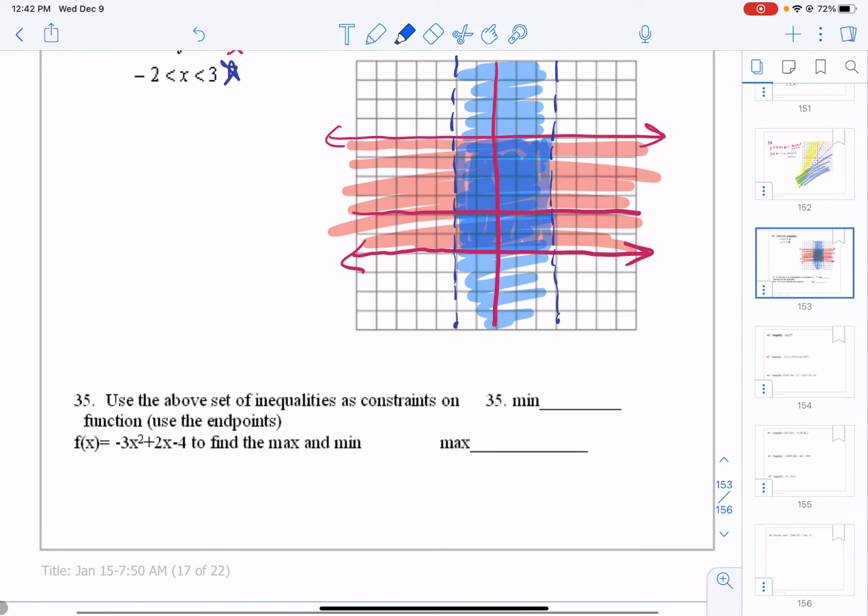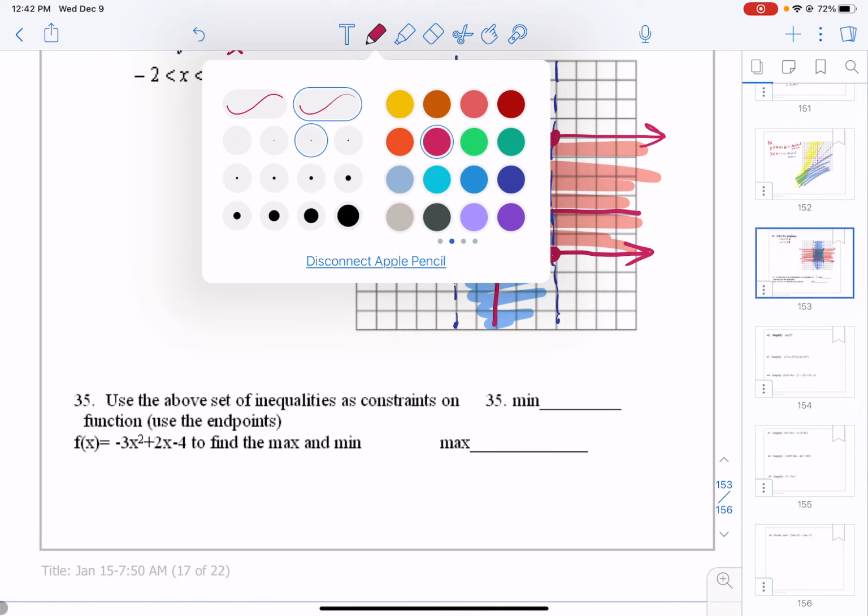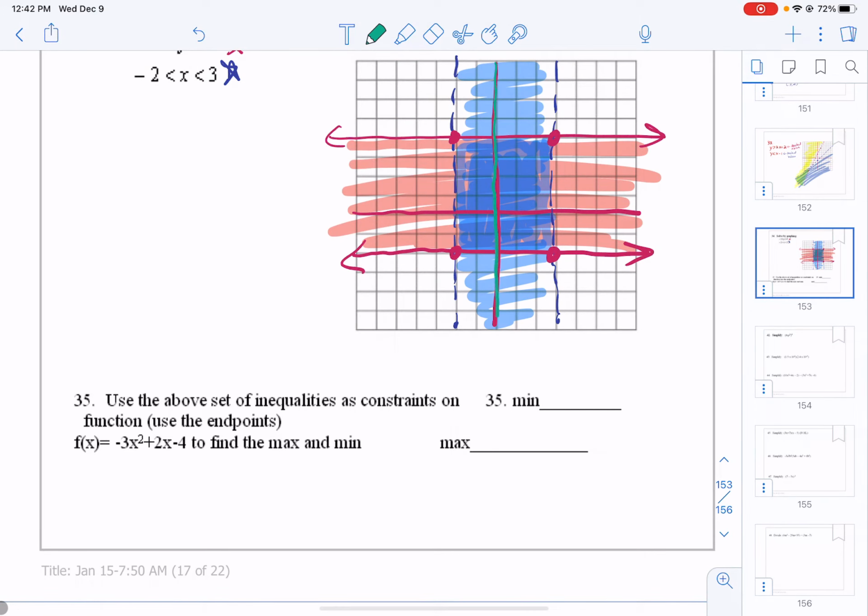Now it says, using the above set of inequalities as constraints on the function, use the endpoints to find the maximum and the minimum. So let's highlight the endpoints here. So this is an end. So the endpoints of my box, the vertices of my box. So the vertices are, okay, let me label them. So here's my x and y axis right here. If you couldn't see that, that's my xy axis, if I could draw it straight. Okay, that's my x and y axis.